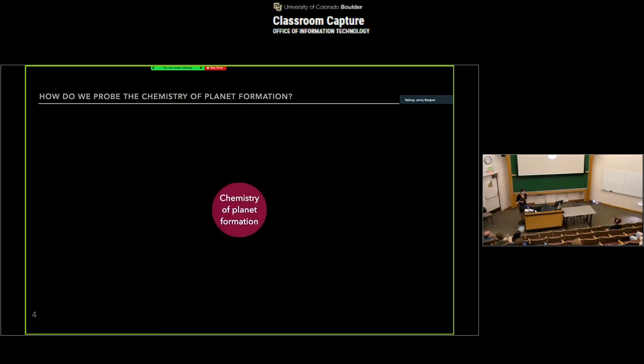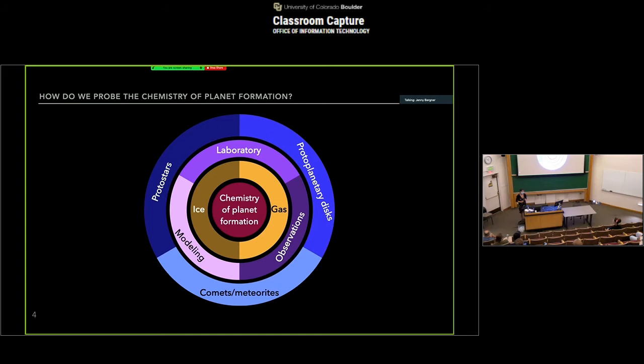All right, so how do we probe these really complex questions of the chemistry of planet formation? We have a lot of different tools at our disposal. This is a schematic that I've made to outline the different pieces that we can use to approach this question, and I'm going to walk through this schematic now to show what these different pieces mean.